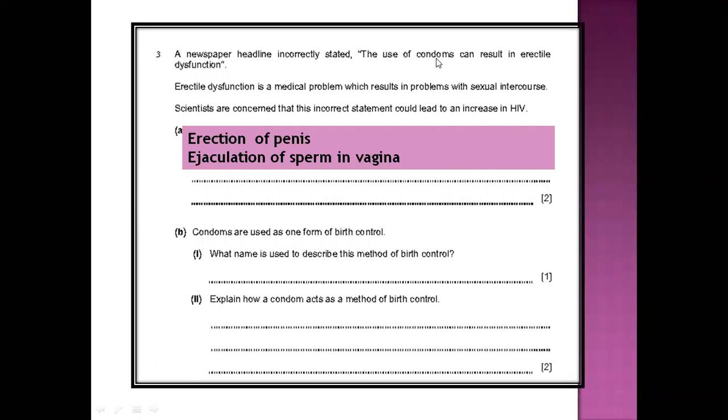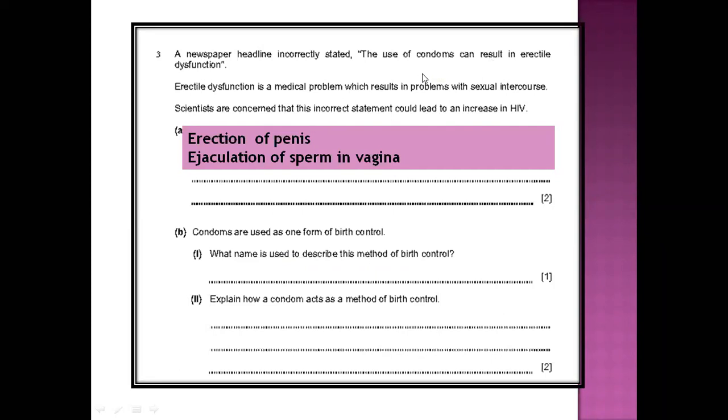Now, condoms are used as one form of birth control. What name is used to describe this method of birth control? There are different types of birth control. We studied chemical, mechanical, and surgical. So this is which type of birth control, please? Very good. Mechanical birth control method.